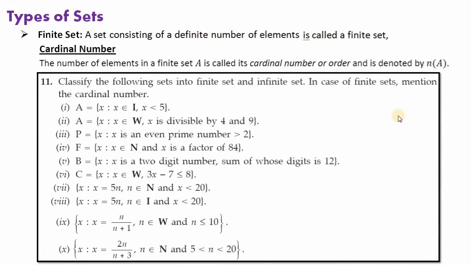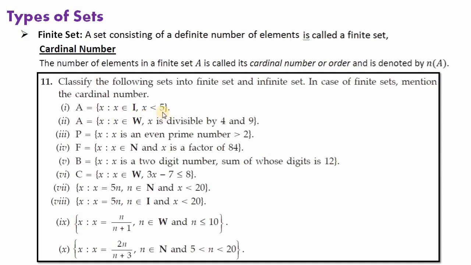All right. Now let's do this problem. Question says, classify the following sets into finite and infinite set. In case of finite set, mention the cardinal number. All these are given in set builder form. So you have to write this first in your tabular or roster form if possible. For example, this A is a set of integers less than 5.